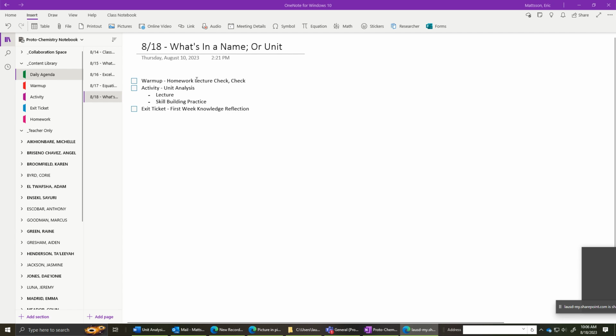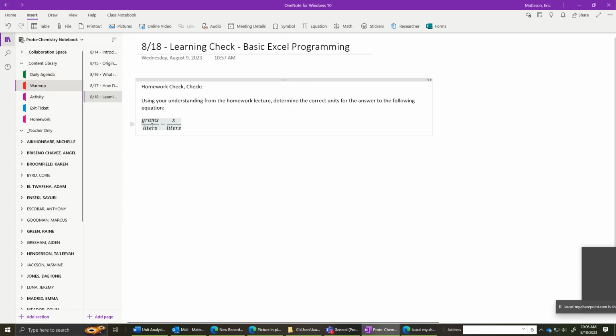Our warm up today is a quick check on the lecture for homework last night. I have an equation here, but instead of numbers, just like in the practice, I put in what the units would be for the values that go in there. I'm asking you, when you solve this equation, what unit would you have at the end? What unit would the answer come in? Let's check that out, and that's what we'll be doing today.